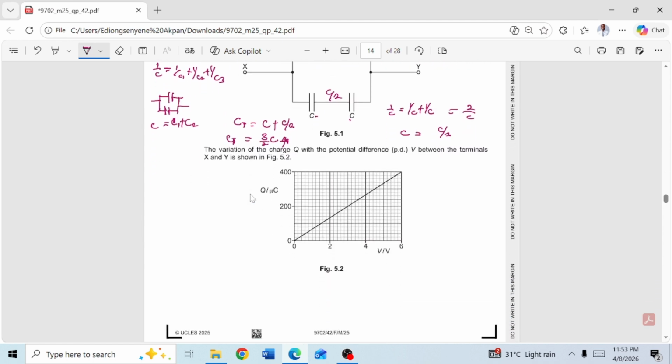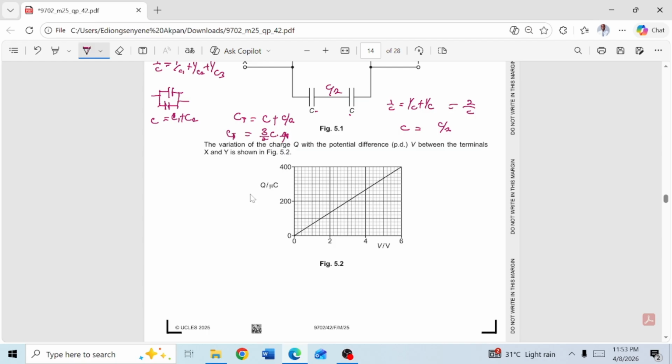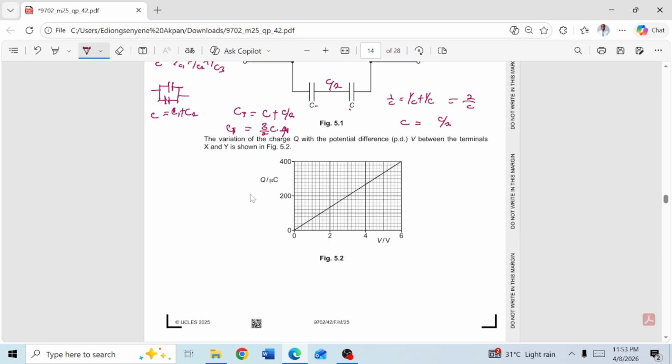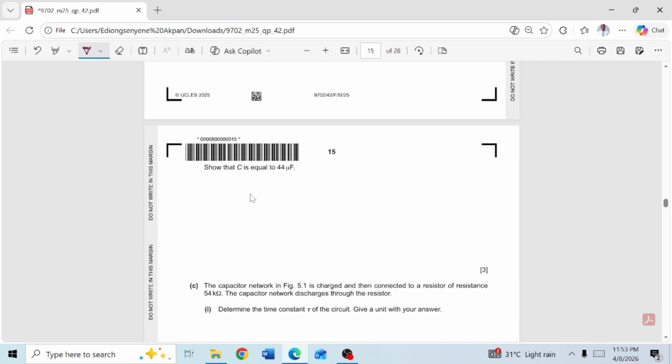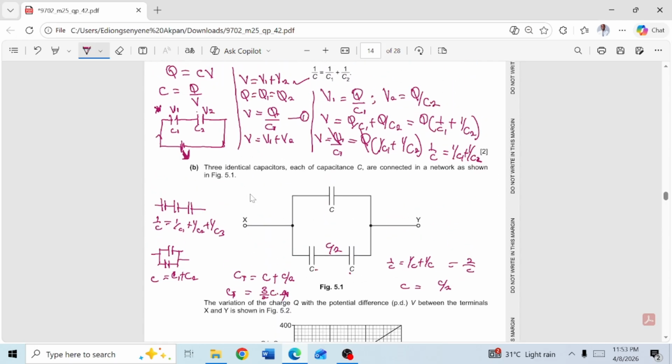Now, the variation of the charge Q with the potential difference V between the terminals X and Y is shown in figure 5.2. Remember to check the label. This is microcoulomb and this is volt. So show that C is equal to 44 microfarad. This is total capacitance equal to C plus C over 2, which is 3C over 2. Keep this by the side. We need to find the total capacitance.